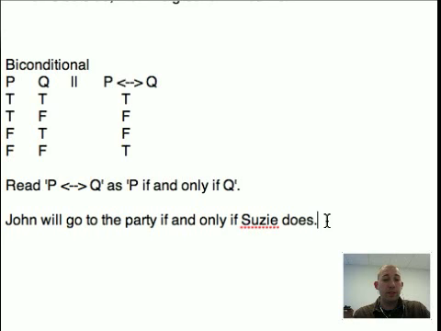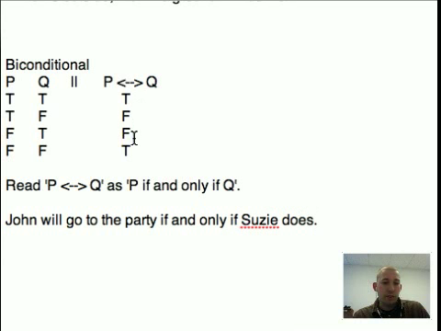So the idea here is, when is this sentence true? Well, it's true when both John goes to the party and Susie goes to the party. And it's false if one of them does but not the other, right? So if Susie doesn't go to the party and John does, and somebody says, look, John will go to the party if and only if Susie does, that person said something false, right? So the sentence that they expressed ends up being false.